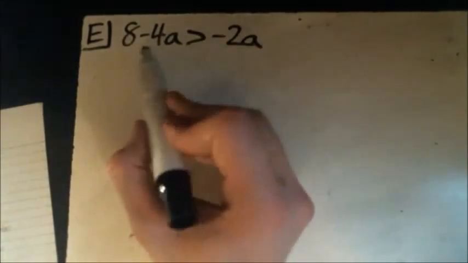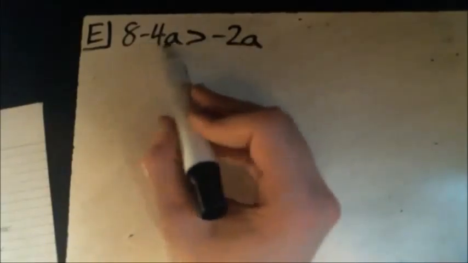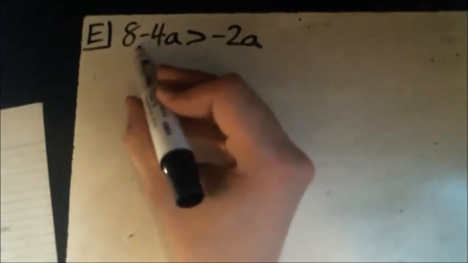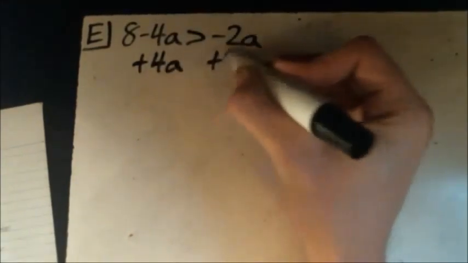So for E, we've got 8 minus 4a is greater than negative 2a. All right, so once again, I've got a's on both sides of my inequality, so I'm going to get all my a's together. So seeing that I've got a negative 4a and an 8 over here, and I've only got a negative 2a here, I want to move the negative 4a over to this side so that all my a's are together, and I'm left with a number on the other side. So in order to get rid of a negative 4a, I'm going to have to add 4a to both sides.